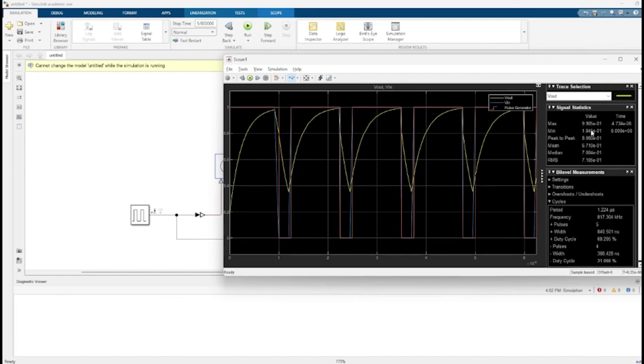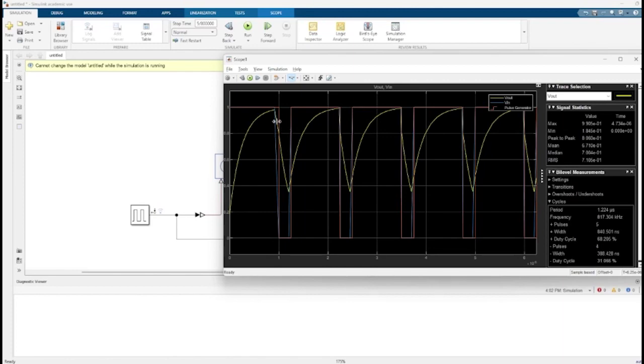So this is at 80%. We can see here the maximum for the V out. Maximum V out is approximately 1 volt, and the minimum is around 0.18. So it goes between 1 and around 0.2 volts. And we have here other measurements of the signal: the frequency, the period, and also the duty cycle and so on.